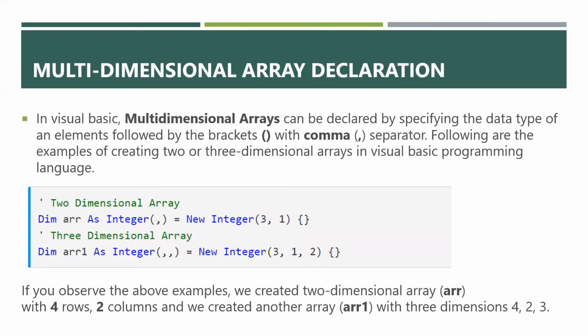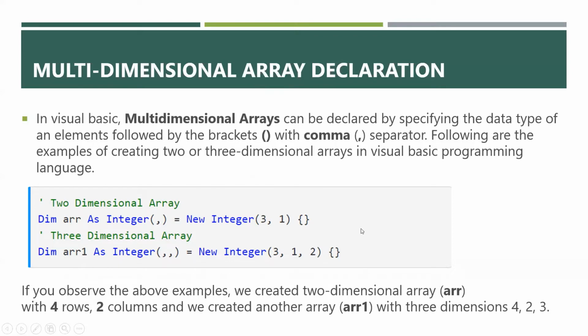In Visual Basic, multidimensional arrays can be declared by specifying the data type, the same as how we declared a single-dimensional array. Here too, we specify the data type upon declaration of a multidimensional array, followed by the brackets with comma separator. Following are the examples of creating 2 or 3-dimensional arrays in the Visual Basic programming language.